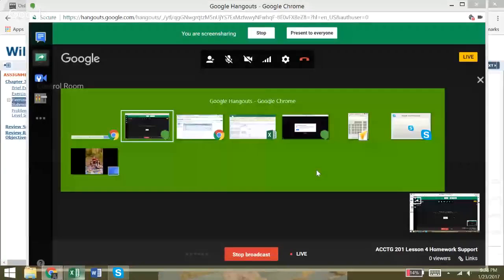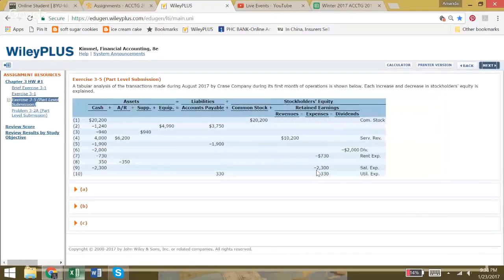So here we go. All right, here we are. So here we have exercise 5, and we're given a tabular analysis of all the transactions made during August 2017. And our assignment is to create an income statement, a retained earnings statement, and a balance sheet.